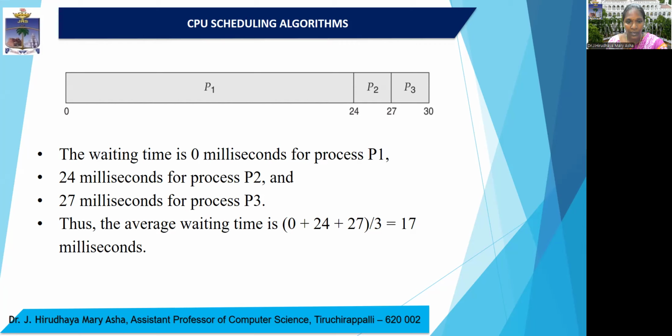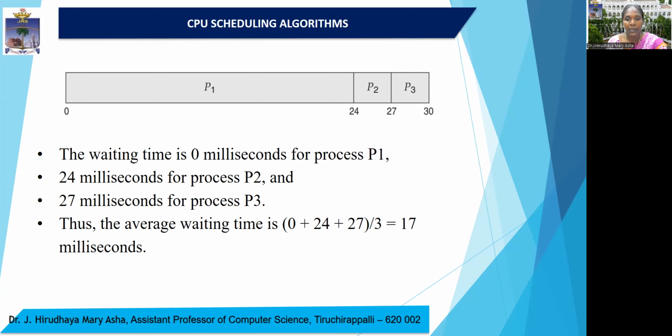From the 0th millisecond up to the 24th millisecond, P1 is using the processor. At the end of the P1 process execution, P2 gets the processor. From the 24th millisecond up to the 27th, the P2 process will have the CPU for its execution. And from the 27th to the 30th, the P3 process will get the processor for its execution.